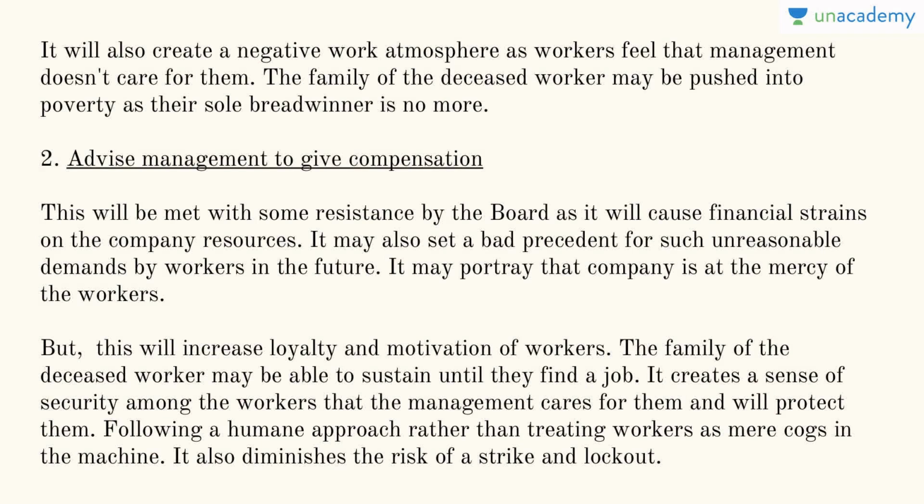It will also create a negative work atmosphere. Workers feel that management does not care for them at all, and the family of the deceased worker may be pushed into poverty as their sole breadwinner is no more.